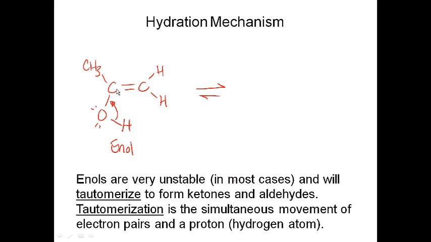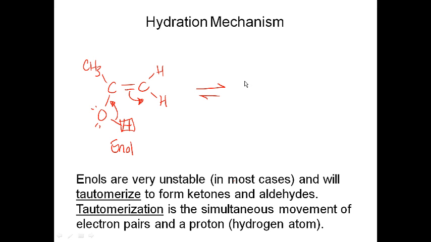So at the same time I move my pair of electrons here to form the carbon-oxygen double bond, I'm going to break this carbon-carbon double bond and I'm going to give it to this carbon. But actually I'm not going to give it to this carbon. I'm going to use that pair of electrons to bond this carbon-hydrogen. So let me put this hydrogen in a box.